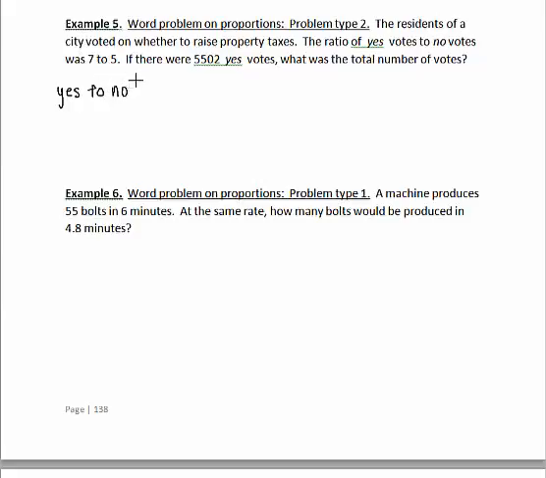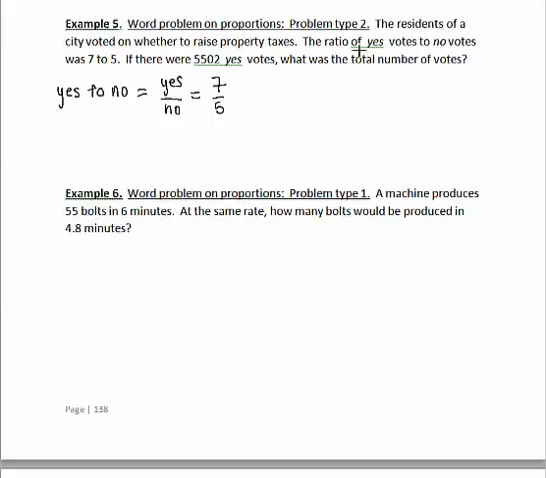Yes to no would be written in fraction form as yes over no, and we're given the ratio 7 to 5, and so we would write 7 over 5. Now this isn't our proportion, we're just setting up our first ratio. The problem continues and says, if there were 5,502 yes votes, what was the total number of votes?